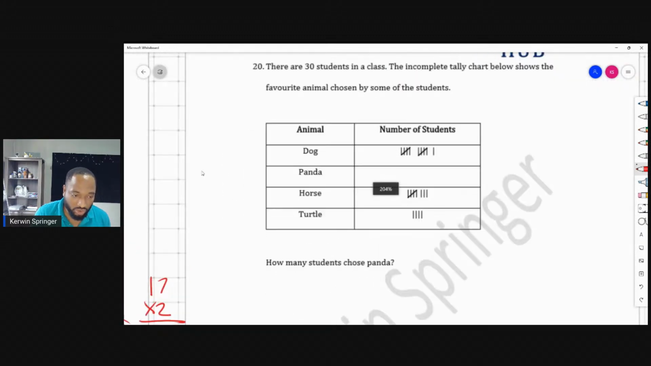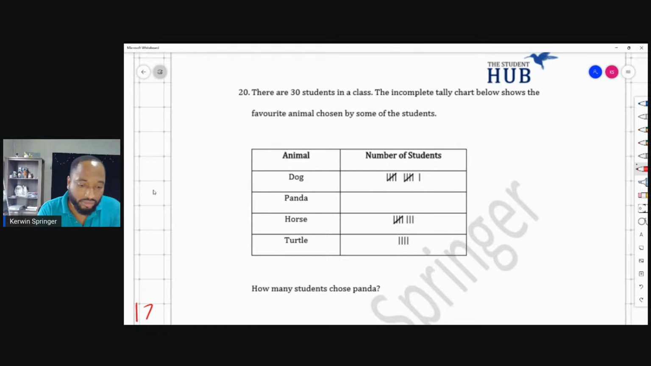There are 30 students in a class. Mean means average, right? The incomplete tally chart below shows the favorite animal chosen by the students. So what I would do in this case is write a little frequency column here. Frequency is where you write the actual number. 25 is correct, those of you who saw 25 from the question before that, the little trick question I gave you. 11, we don't know.